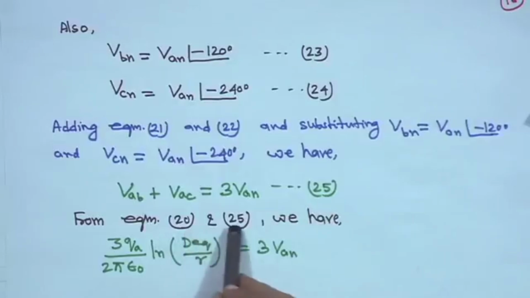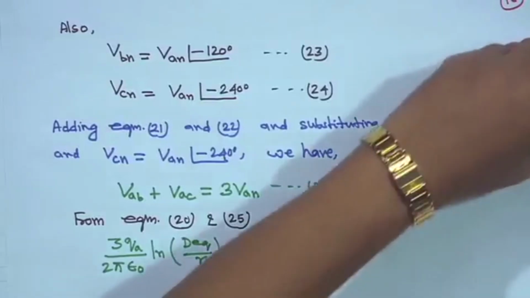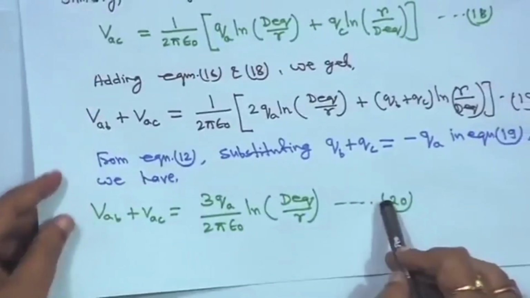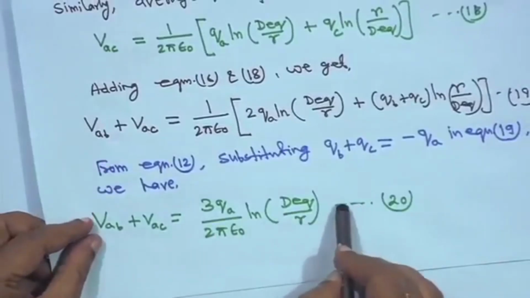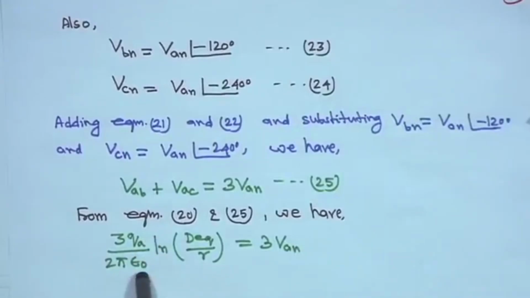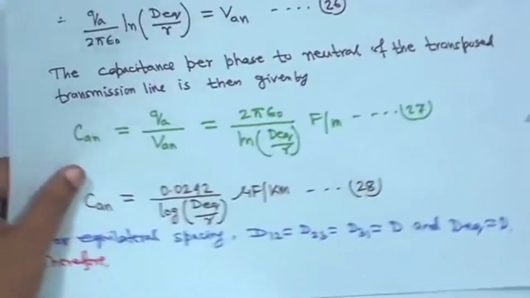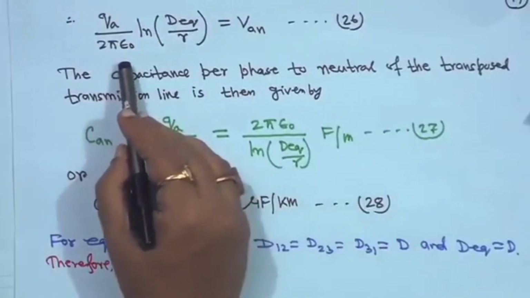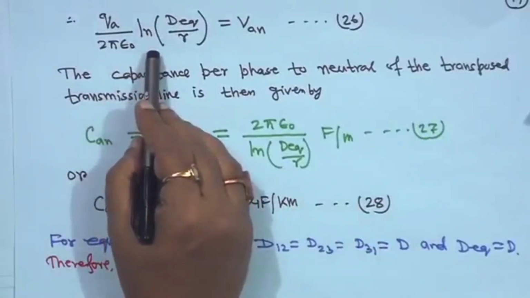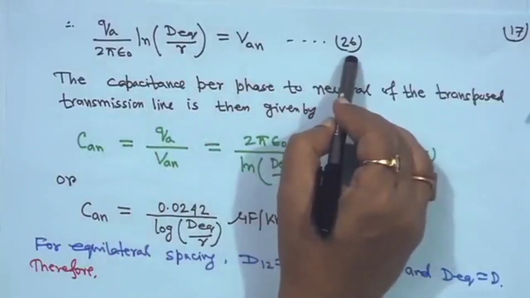Now, from equation 20 and equation 25, this is the VAB plus VAC, which is equal to 3 VAN. Therefore, 3 QA by 2 pi epsilon 0 ln dEq upon r is equal to 3 VAN. So, 3 will cancel on both sides. Therefore, you can write QA upon 2 pi epsilon 0 ln dEq upon r is equal to VAN. This is equation 26.